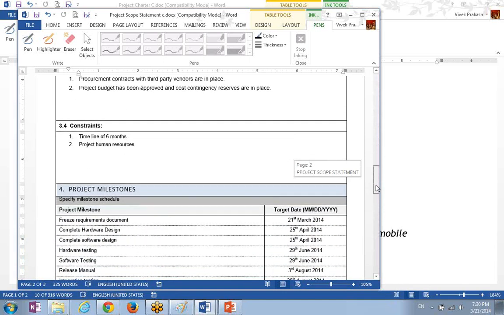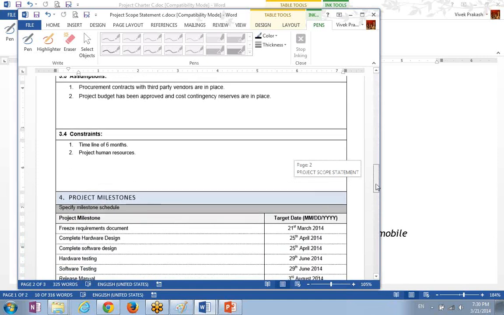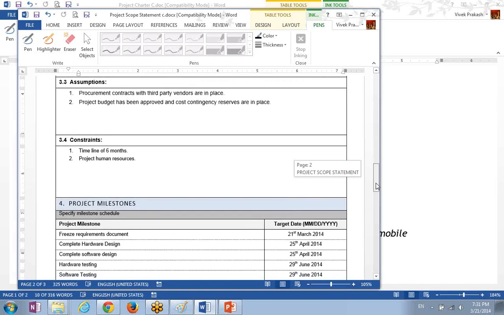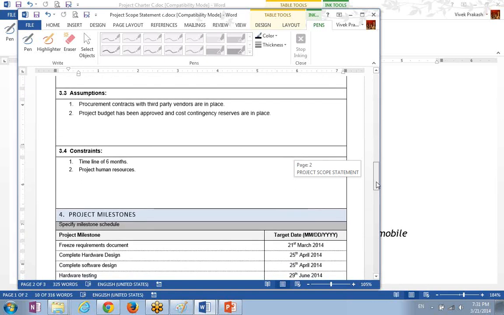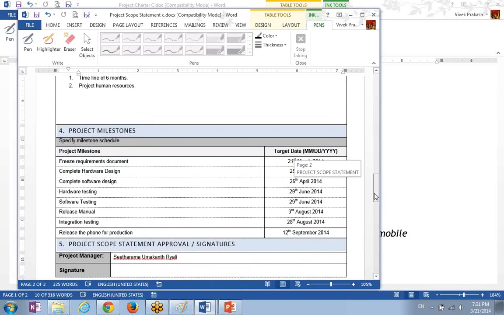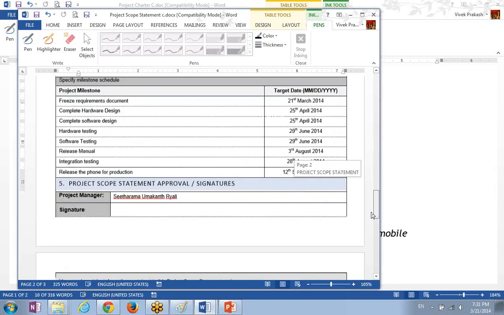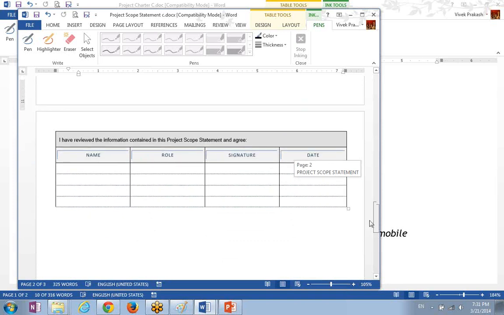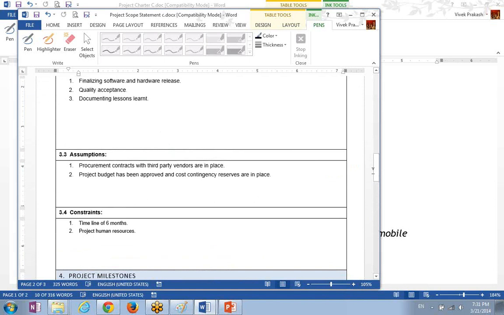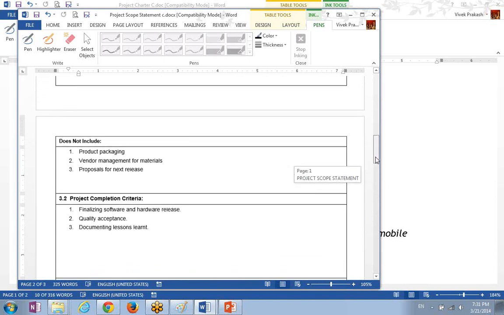Assumptions: timeline of 6 months. Constraint: project human resource. Okay, the resources are constrained, procurement contract, and third-party vendors are in place. Okay, that's good. Okay, so you didn't write the next one, that is fine. This is what I did.